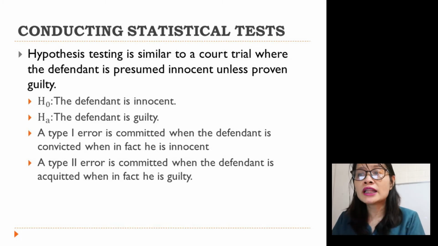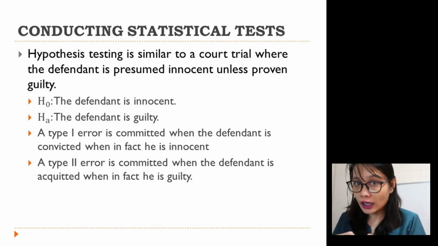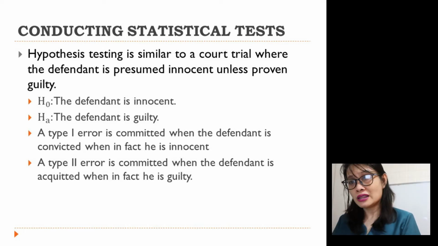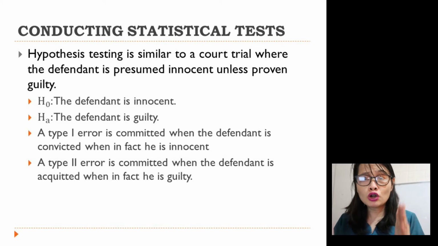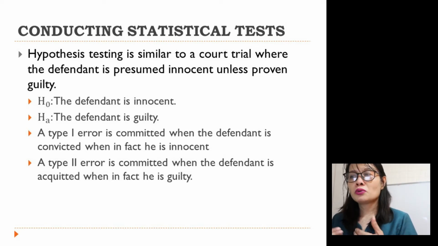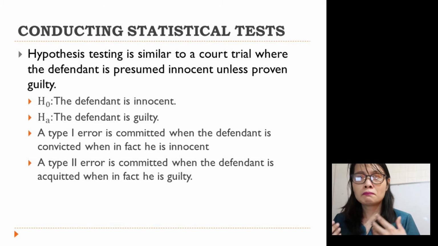When we say type 1 error, it is committed when the defendant is convicted when in fact he is innocent. Kapag daw yung defendant is convicted pero innocent naman, we call it type 1 error. Minsan naman yung type 2 error, when the defendant is acquitted when in fact he is guilty. Yung type 2 error naman, ang difference sa type 1, yung defendant is acquitted, pero in fact, guilty siya. So that is type 2 error.